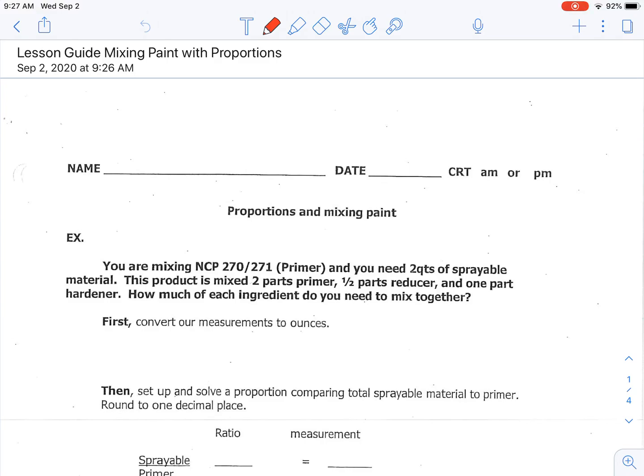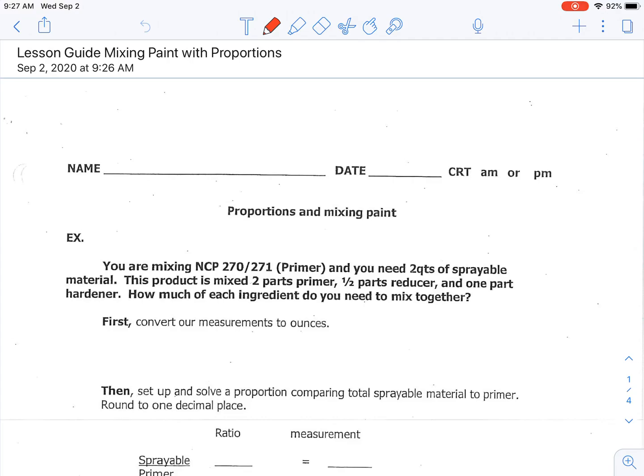Today I'm going to talk to you about proportions and mixing paint. If you don't have a mixing cup like we talked about in the last lesson, how can you do it mathematically? It's actually some things you already know how to do from a previous math class. It's just applying the skill to mix paint.